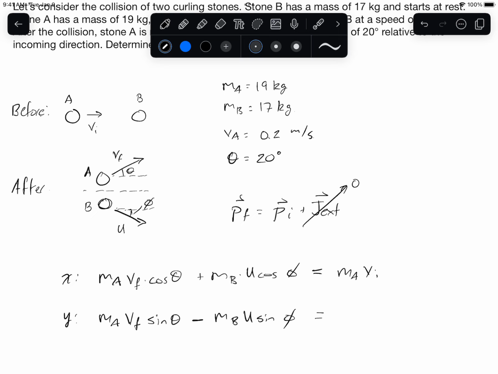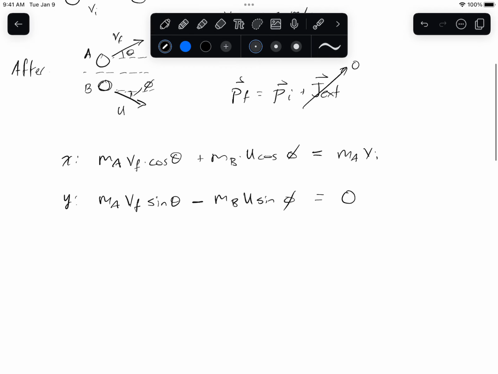And that's going to be equal to the initial momentum, which, if I look at my before picture, nothing is moving up or down. There is no momentum along the y-axis, so the initial momentum along the y-axis is just 0. So I have these two equations. These are the two equations that I want to solve. So let's try to solve these equations.